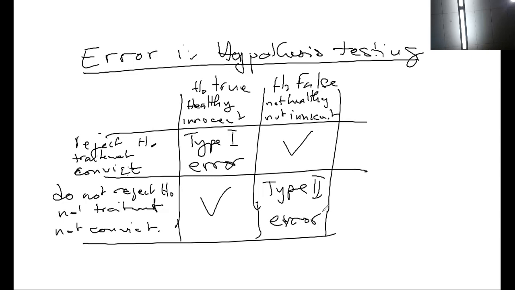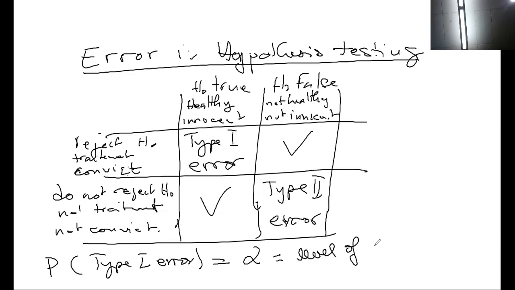You are a jury and you don't want to convict an innocent person. Type 1 and type 2 error are like in a balance. So the probability of committing a type 1 error is called the level of significance of the test. Probability of type 1 error is alpha, which is level of significance of the test.